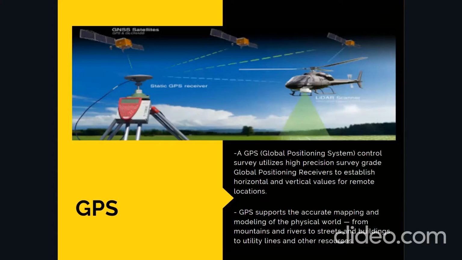GPS supports the accurate mapping and modeling of the physical world, from mountains and rivers to streets and buildings to utility lines and other resources.